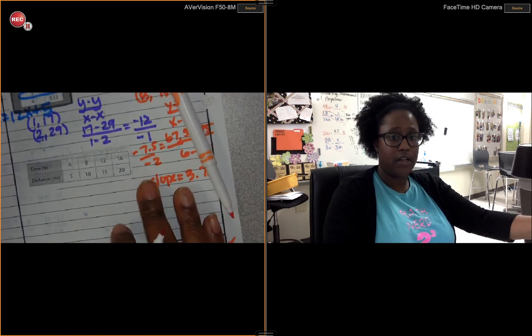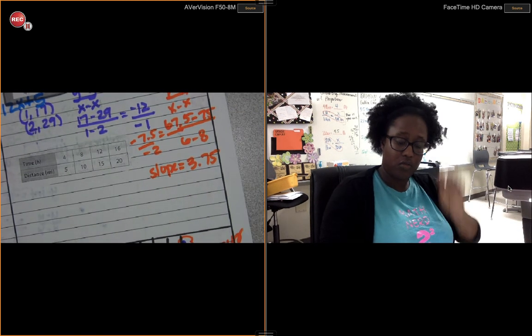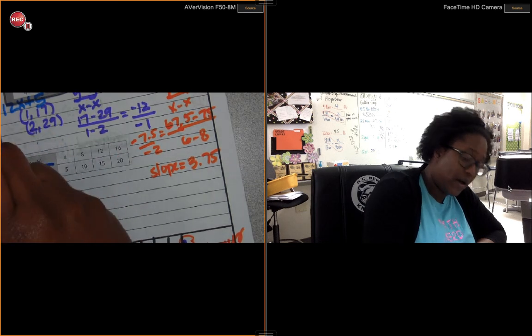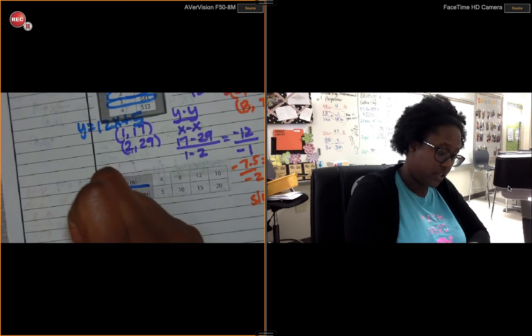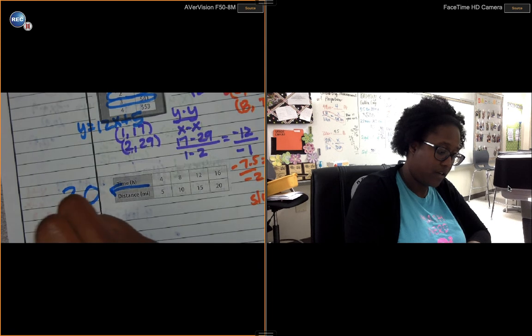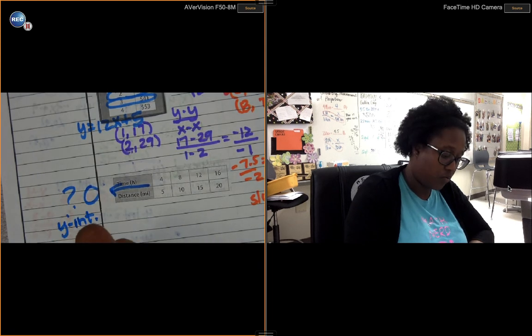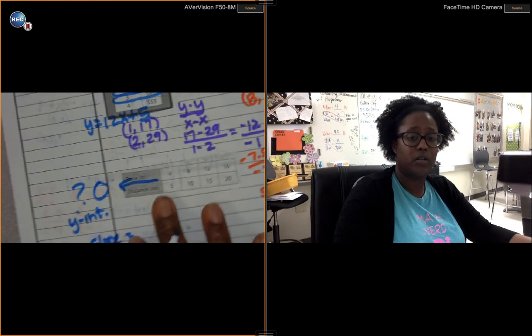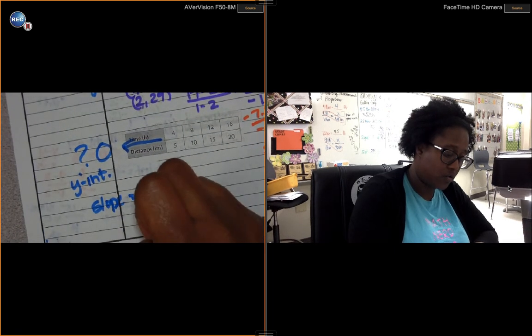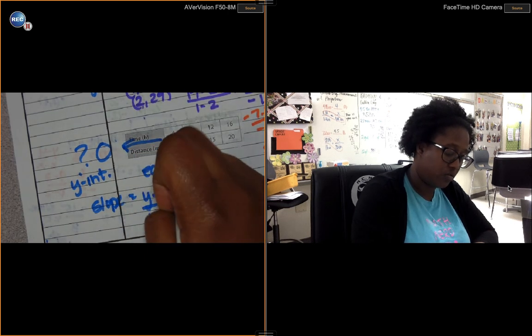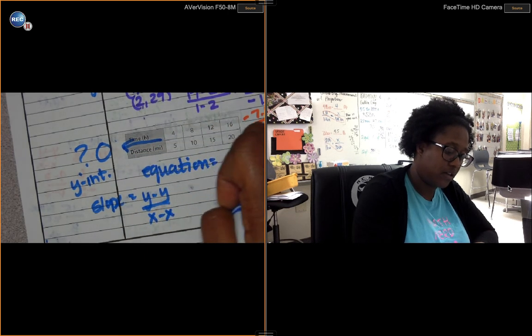Alrighty, you guys are going to do the last one on your own, so here's what I want you to do. You're going to need to take your table back to 0, figure out your y-intercept, and then you need to figure out your slope. Remember, when you figure out your slope, you're using y minus y over x minus x, and then you need to write your equation, okay? And then you're going to turn your notes in like that.